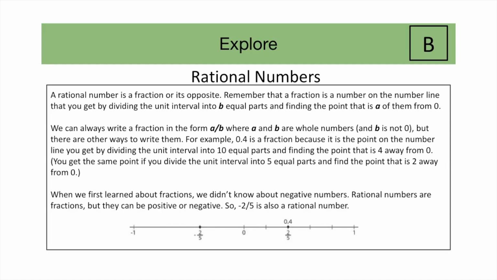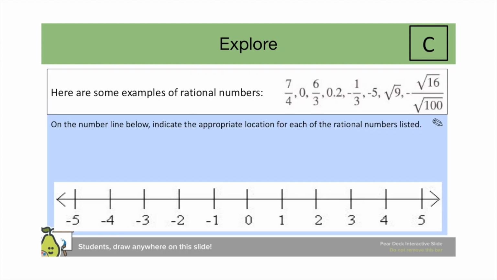So on this slide, you can just read out the definition of a rational number. Wherever you have your vocabulary word wall, whether you're in person or remote, just make sure that you have a simplified definition for students to refer to for the unit. So now students are going to look at examples of rational numbers, and they're going to indicate the appropriate location for each of the rational numbers listed.